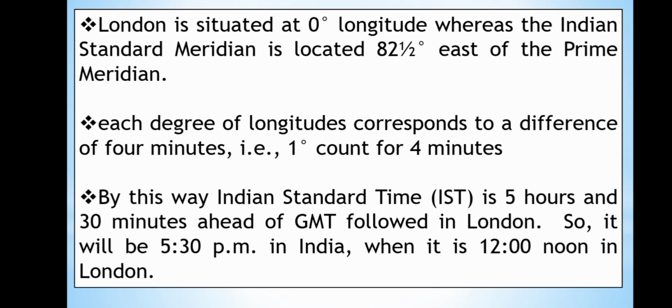Then see next, each degree of longitude corresponds to a difference of 4 minutes. To cover 1 degree it requires 4 minutes. So in this way, Indian Standard Time IST is 5 hours and 30 minutes ahead of GMT. So it is 5:30 p.m. in India when it is 12 noon in London, right?